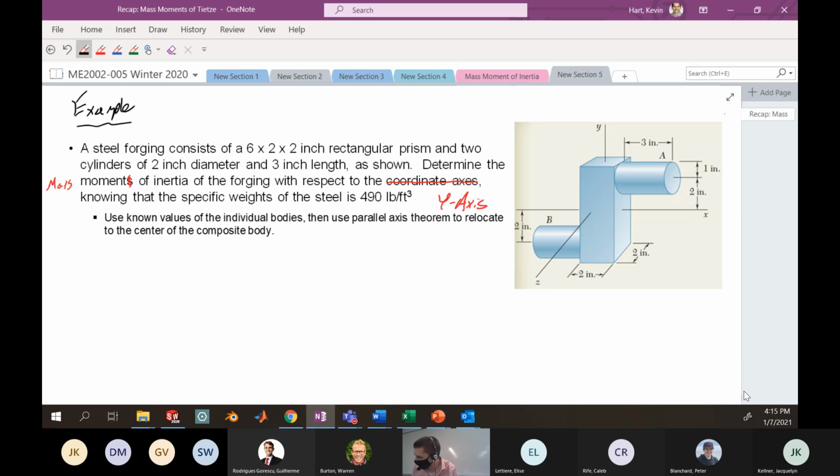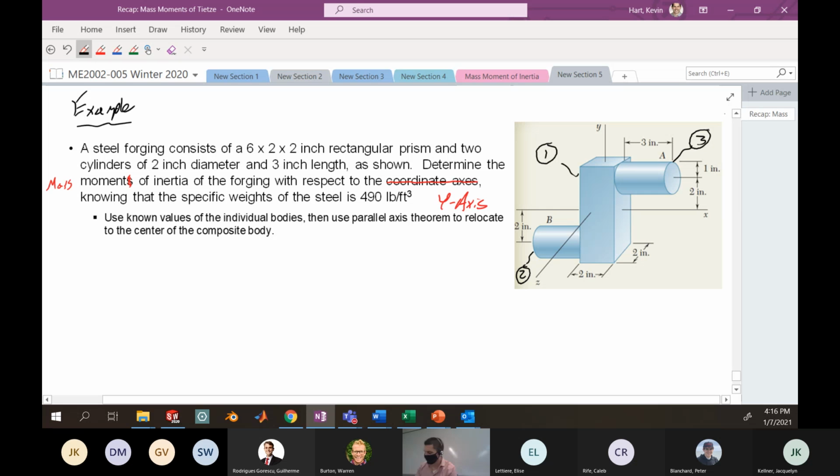All right, so let's, as they say in Mulan, get down to business. We can see here that we have a strange looking forging. Maybe this is some machine component for hooking two pieces together through pins. It is made up of three easily identifiable composite bodies. Object one is a rectangular prism. Object two, down here, is a right cylinder. Object three, up here, is also a right cylinder.